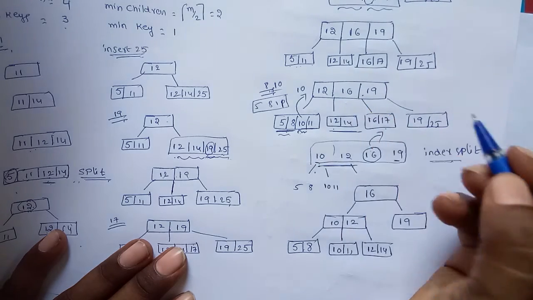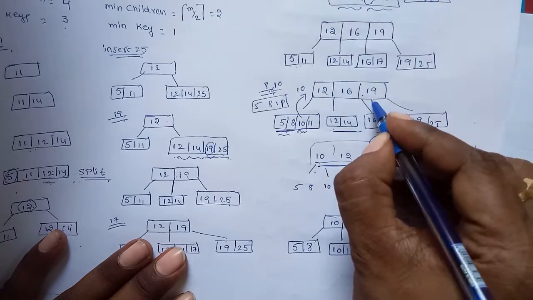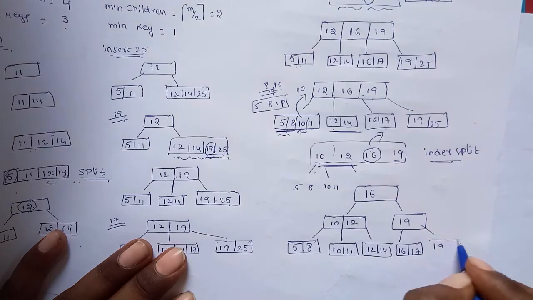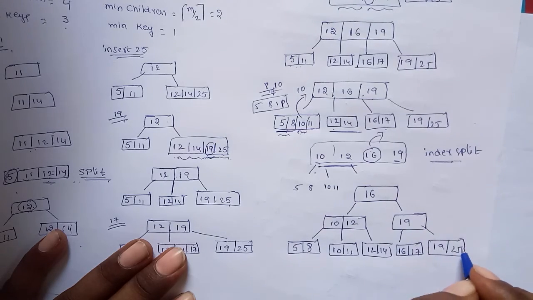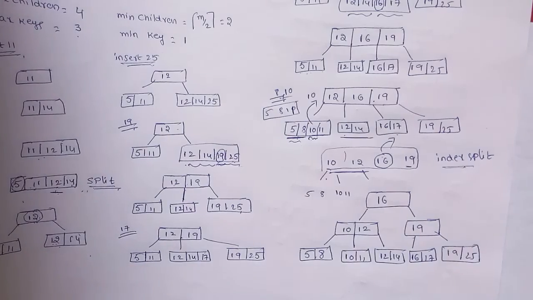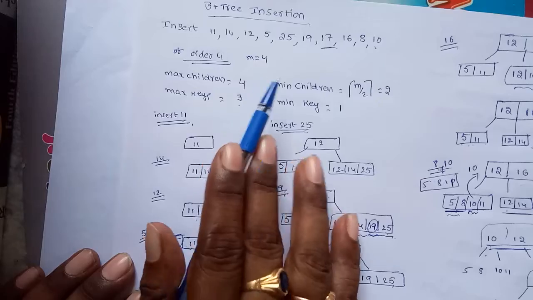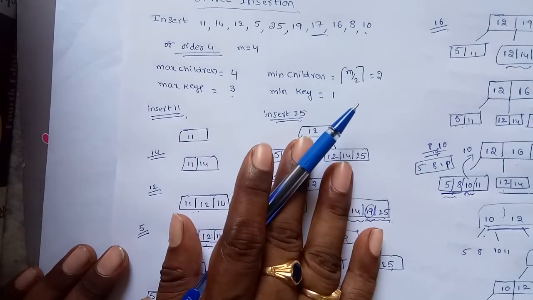So 16 moved to the top. For 19, the left child is 16, 17, and the right child is 19, 25. Okay, this is the final B plus tree of order 4. So observe the insert procedure. The procedure is very simple.